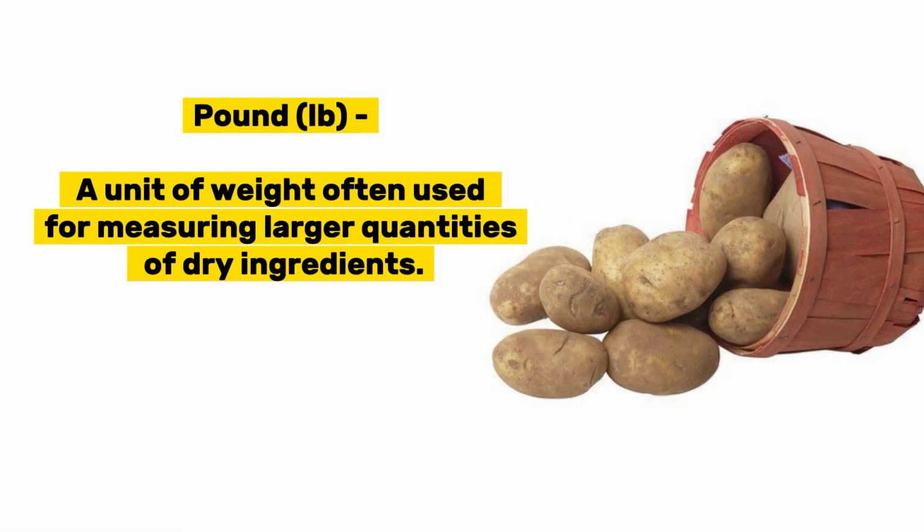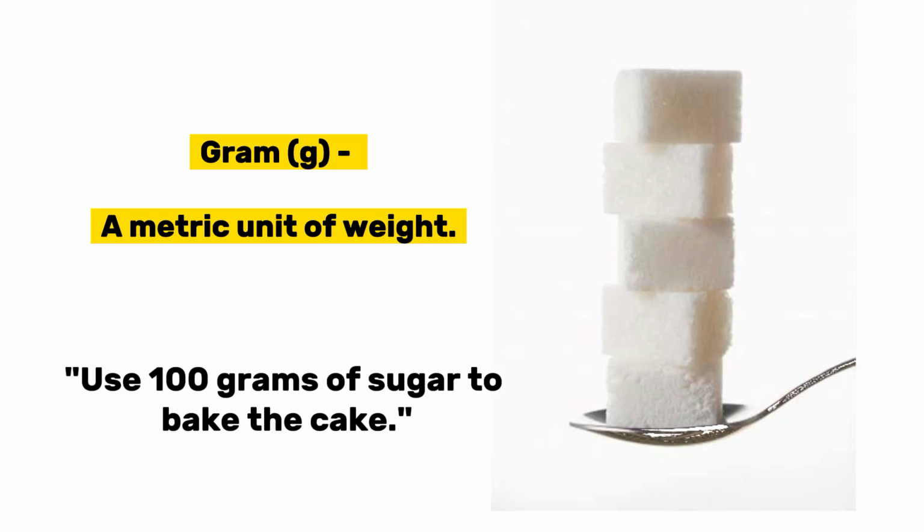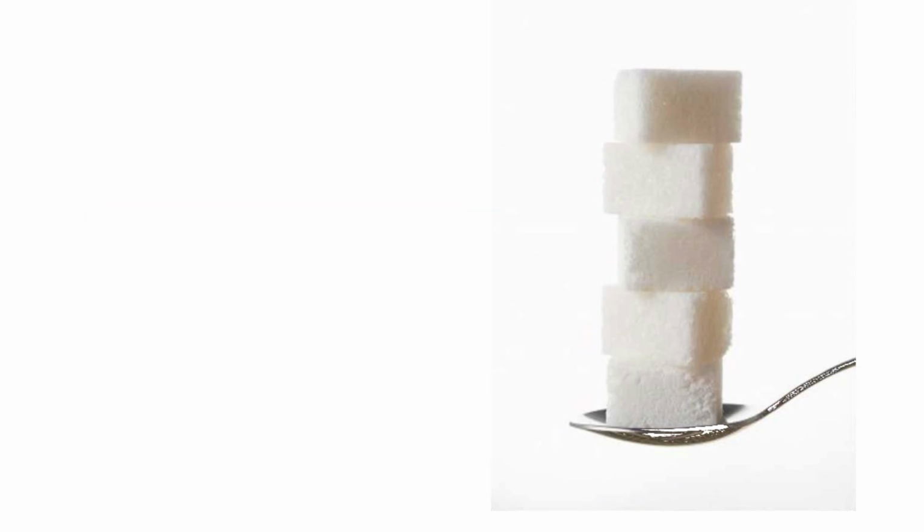So the next is pound, a unit of weight often used for measuring larger quantities of dry ingredients. For example, we need 2 pounds of potatoes for the mashed potatoes. Grams, a metric unit of weight. For example, use 100 grams of sugar to bake the cake.